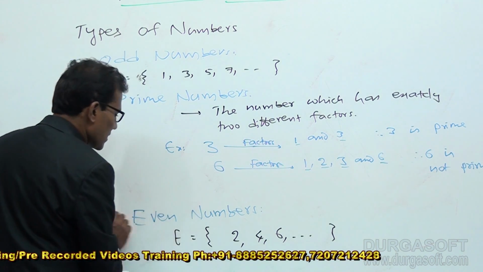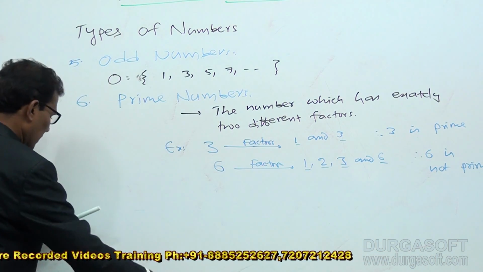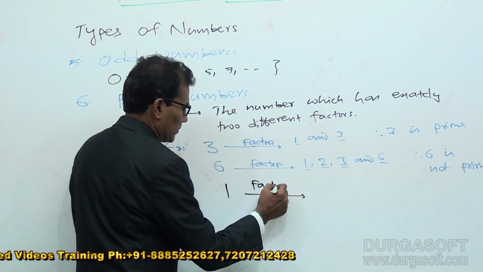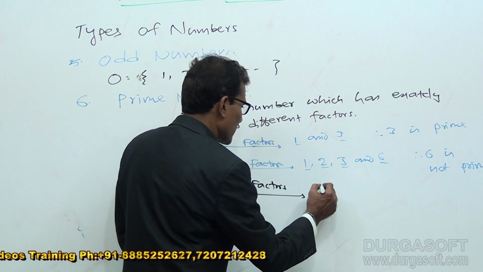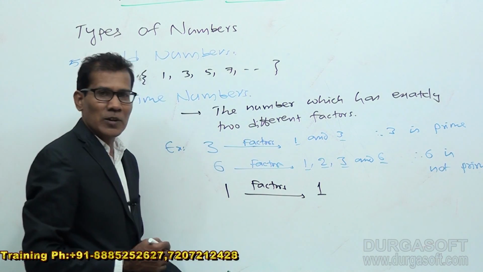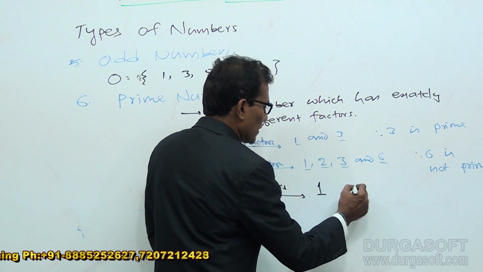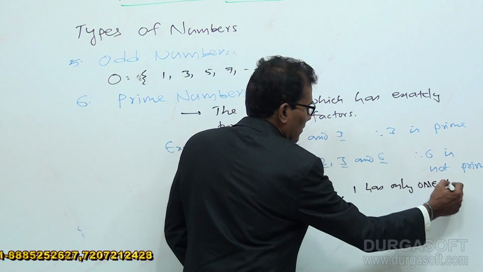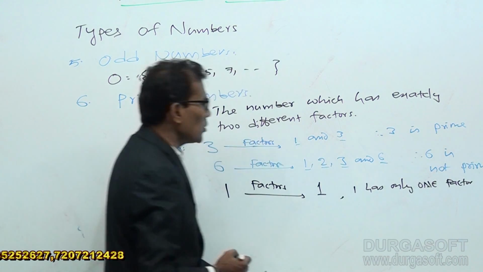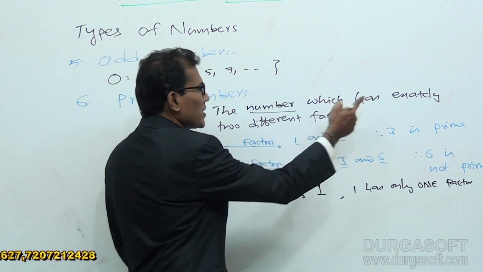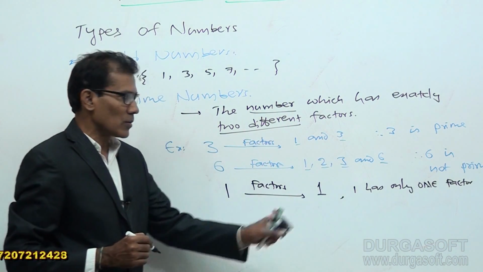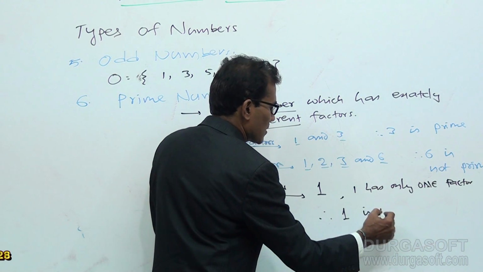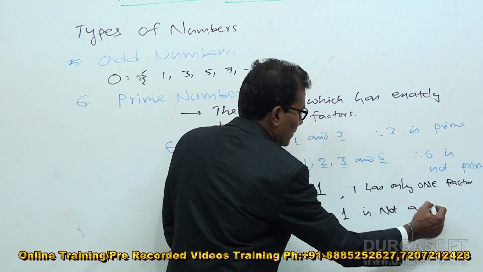Now always the doubt is with the 1. If we take 1, what are the factors of 1? The 1 is divisible by just 1, means it has only one factor. According to the prime number definition, the number which has exactly two different factors, 1 has only one factor, that's why 1 is not a prime number.